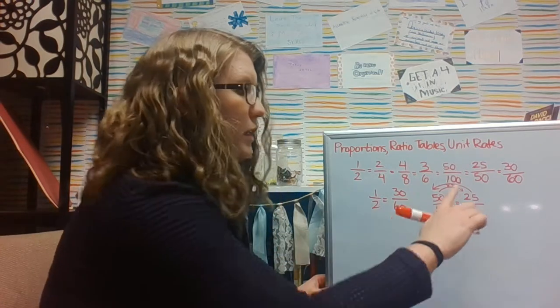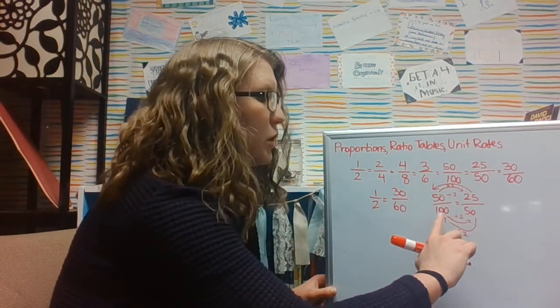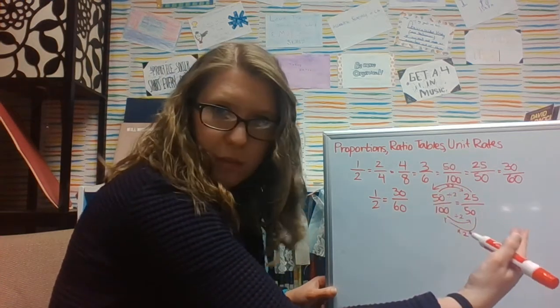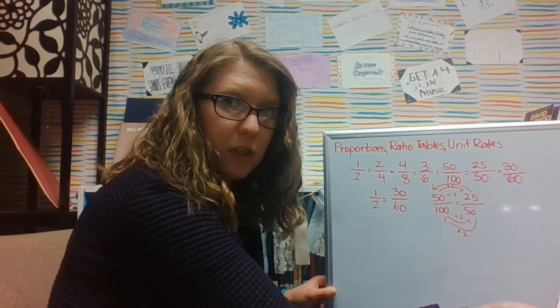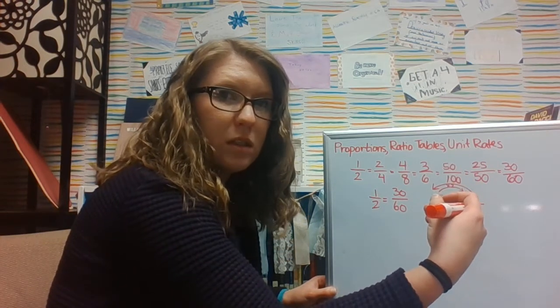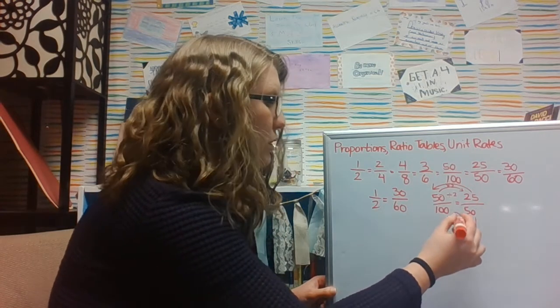I don't add or subtract to make equal fractions. That wouldn't work, because 50 to 25 I would be subtracting 25, but to go from 100 to 50, if I only subtracted 25, I would get 75. That's no longer an equal fraction. So I can't add or subtract to get different numbers. I must multiply or divide.